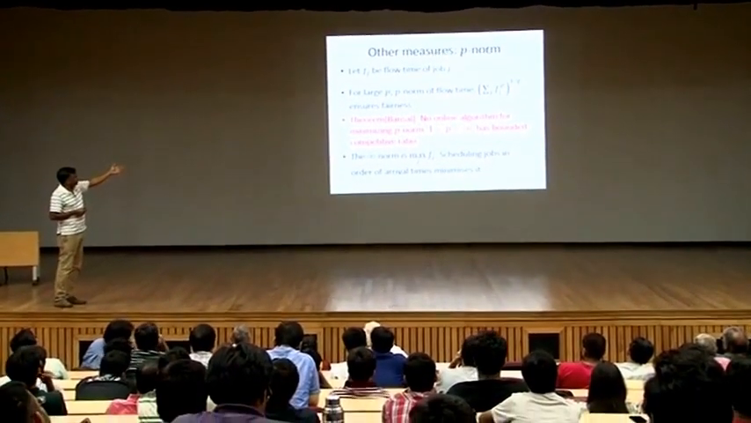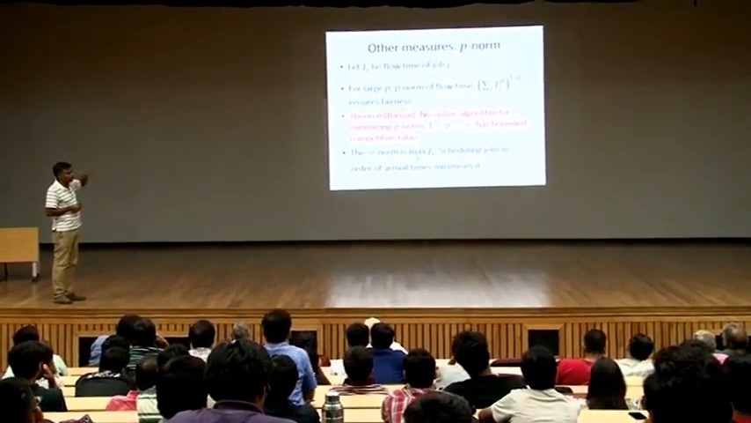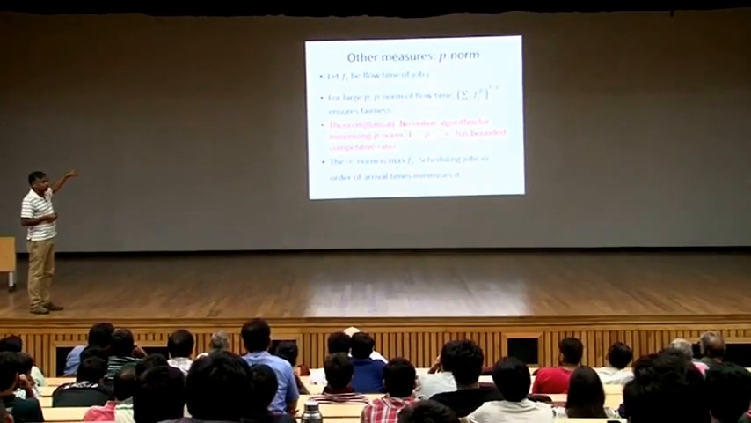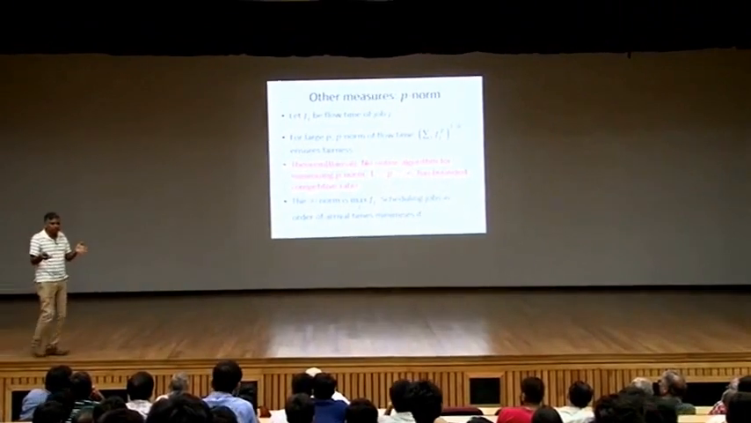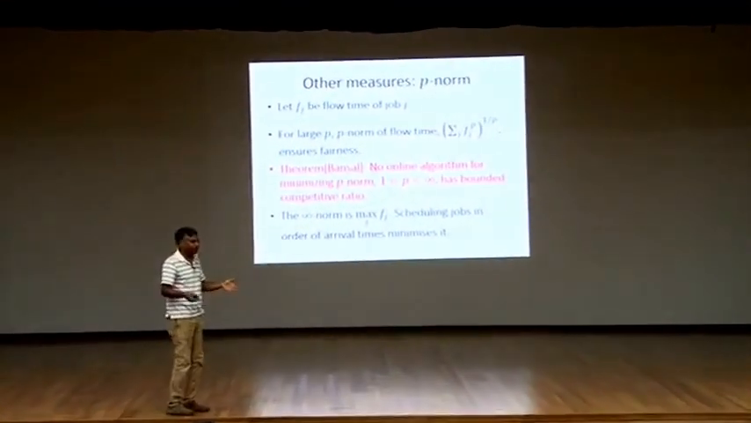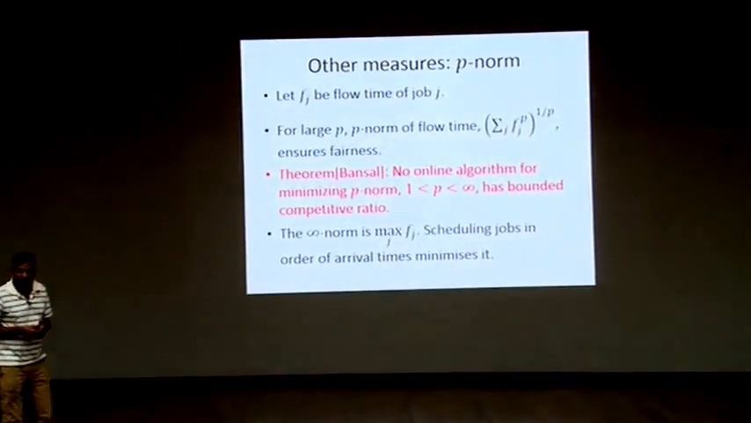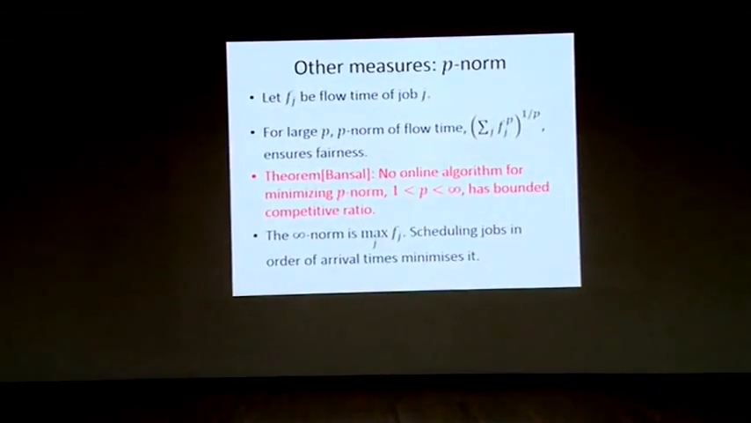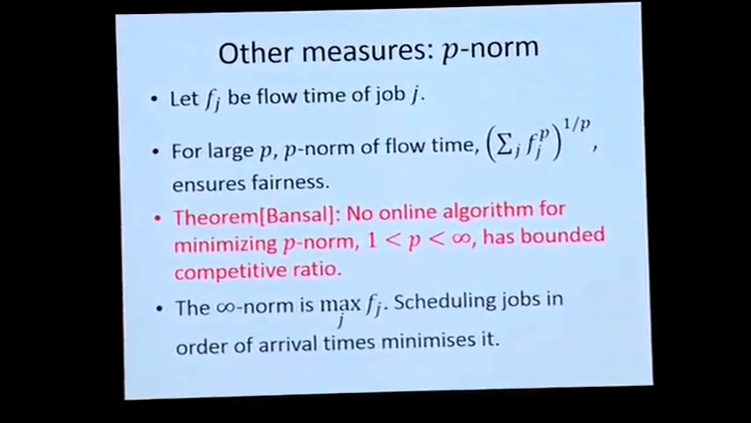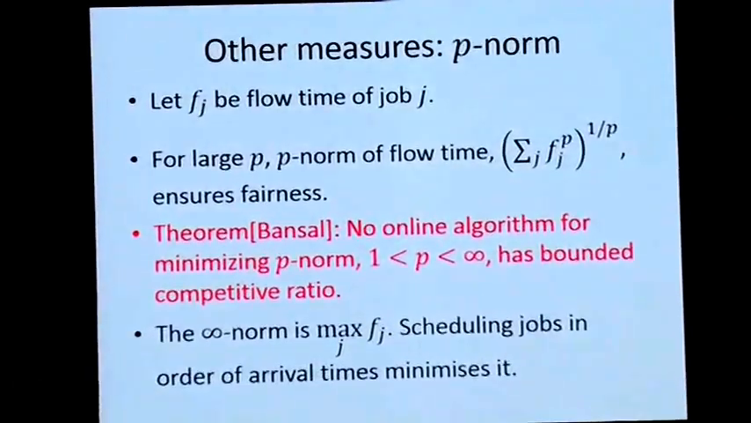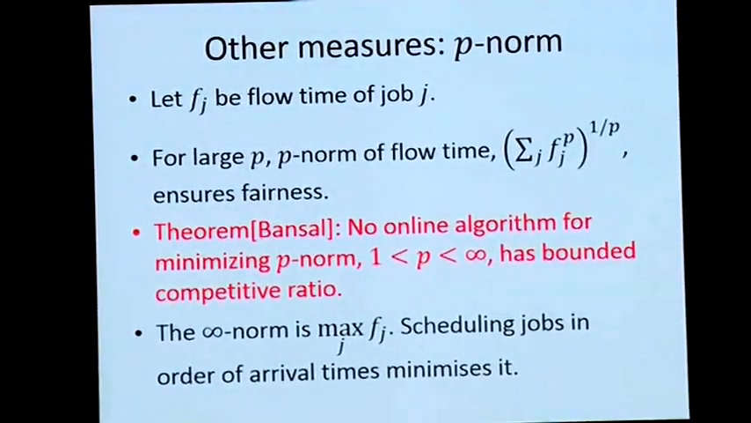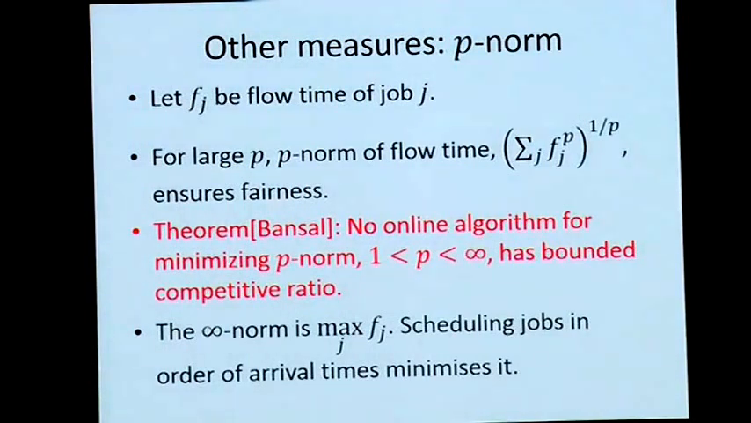The pth norm, for instance, if f sub j denotes the flow time or the response time of job j, so that's just f sub j to the p summed over all j to the 1 over p. And that ensures fairness. And whenever you have something interesting, there is a theorem which says it cannot be done. Right? And so there is a theorem by Azar which says that there cannot be any online algorithm to minimize the p norm of flow times.